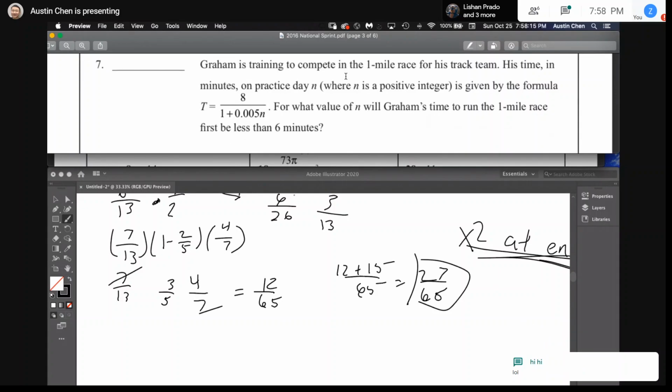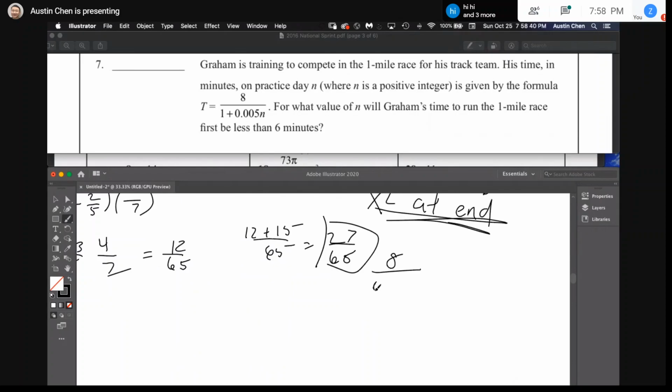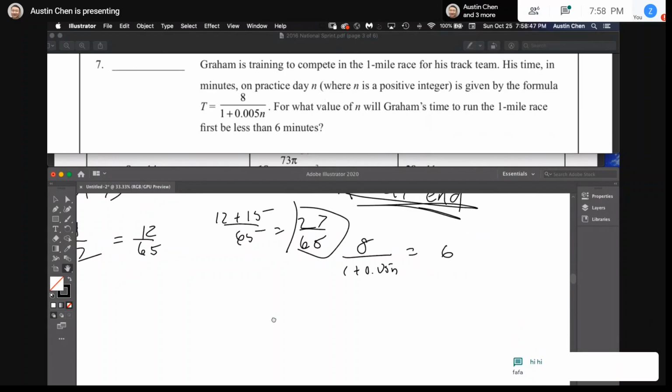All right, Graham is training to compete in the 1 mile race for his track team. His time in minutes on practice day N, where N is a positive integer, is given by the formula T equals 8 over 1 plus all that. For what value of N will Graham's time in the 1 mile race first be less than 6 minutes? Well, this time just describes that, right? So you just set them equal to each other, and then you find what N is. It just asks for what value of N, so that should be pretty easy.